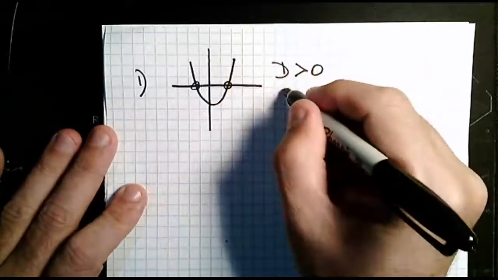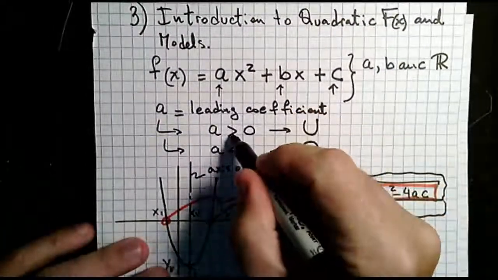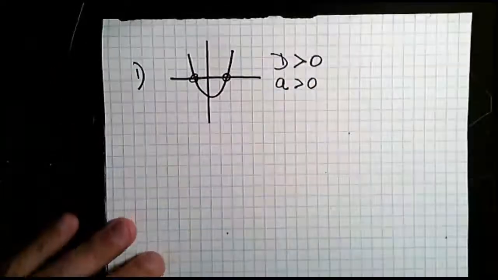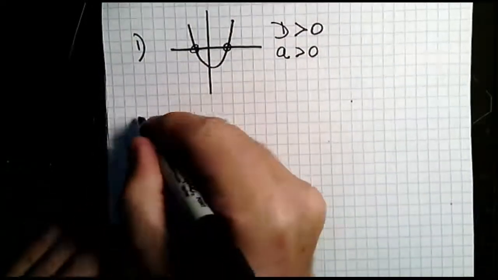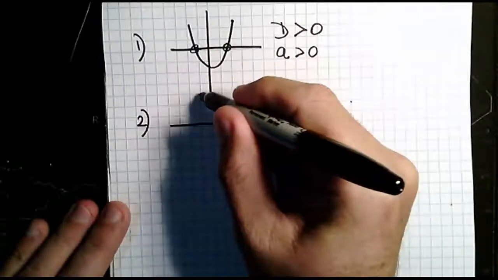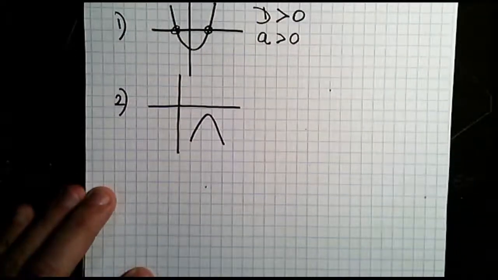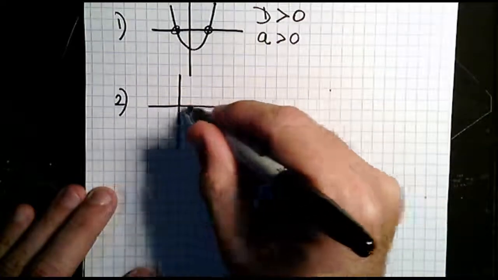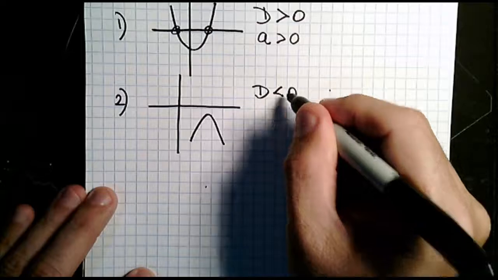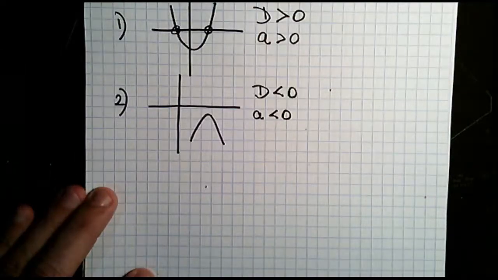How is A going to be? Well, A, the leading coefficient, remember, is going to be a happy face, right? So when A is greater than 0, this is a happy face. See, this is situation number 1. Situation number 2 is a situation where we have a parabola like this. As you can see, my parabola is not intersecting my x-axis. So the discriminant has to be less than 0. And A, because this is a sad face, has to be also less than 0.